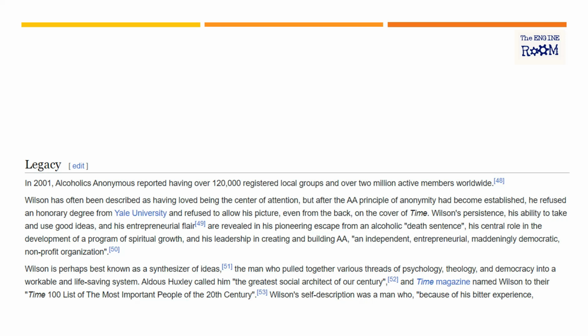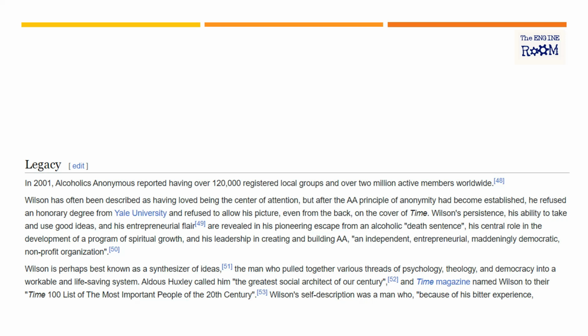Let's look at Bill Wilson's Wikipedia page. Now, this is just a part of it, the legacy section. It's quite a lengthy Wikipedia page, as you might imagine. But it's a beautiful thing to actually look at Bill Wilson from an outsider's perspective, just as we look at our disease through the doctor's opinion, an outsider's perspective. It's interesting to see what's written here.